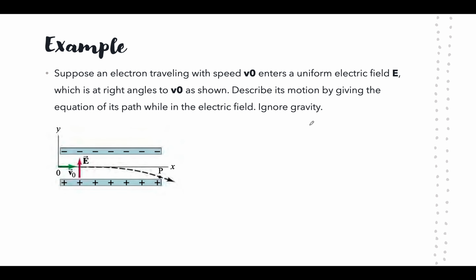All right, let's look at this next example. Suppose an electron is traveling with an initial speed of V0 and it enters a uniform electric field, which is at right angles to V0 as shown. Describe its motion by giving the equation of its path while in the electric field. Ignore the effects of gravity.